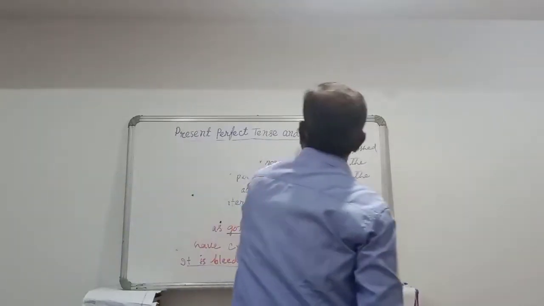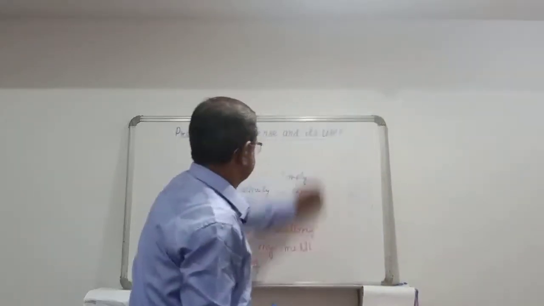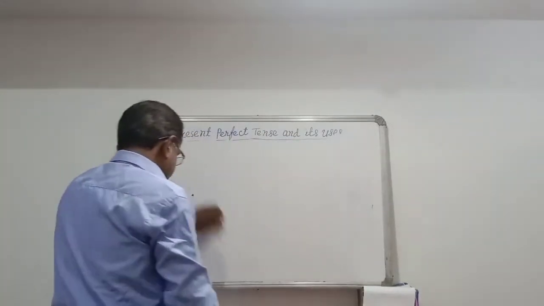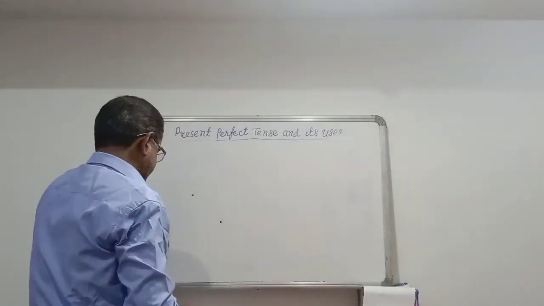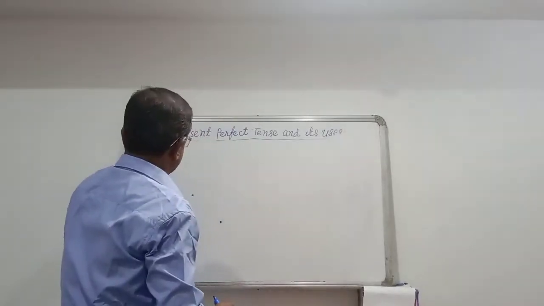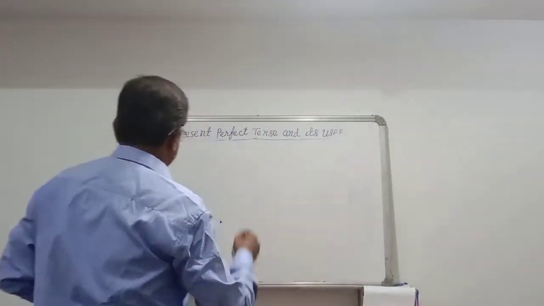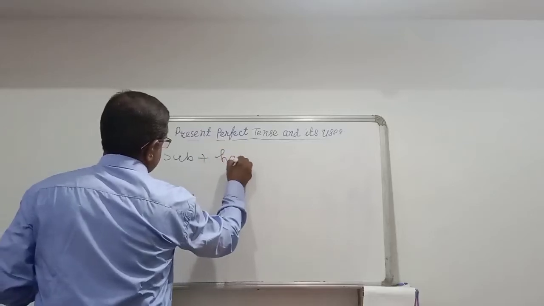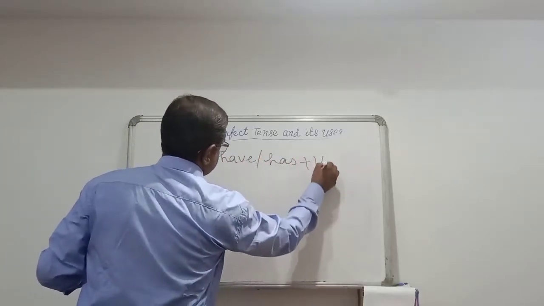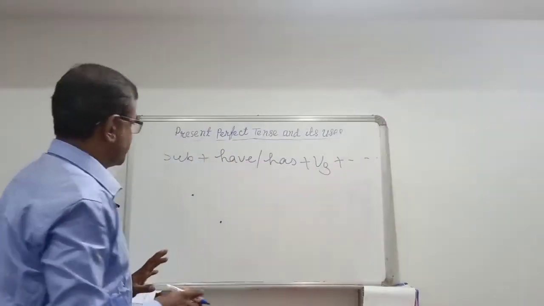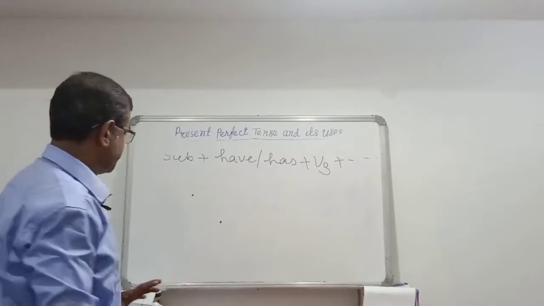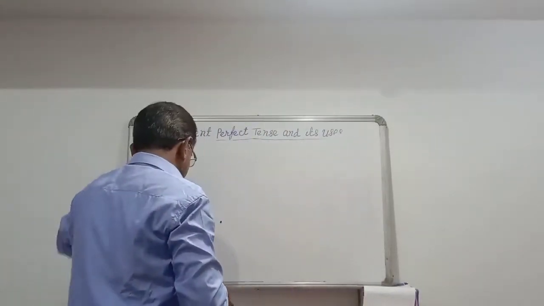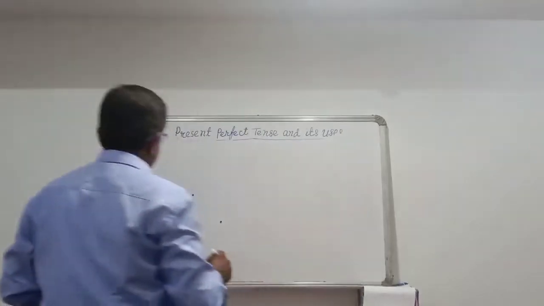Another, number 2 use, you may write, I am telling you: present perfect tense is used in order to show an action that has just been completed. And I have forgotten the pattern of the present perfect tense, as you know: subject plus have or has plus V3 plus extension. So in this pattern, we form present perfect tense.